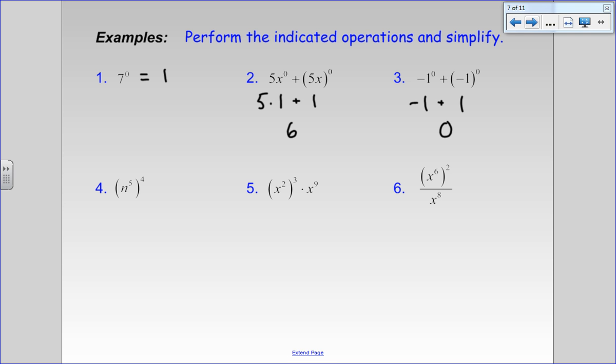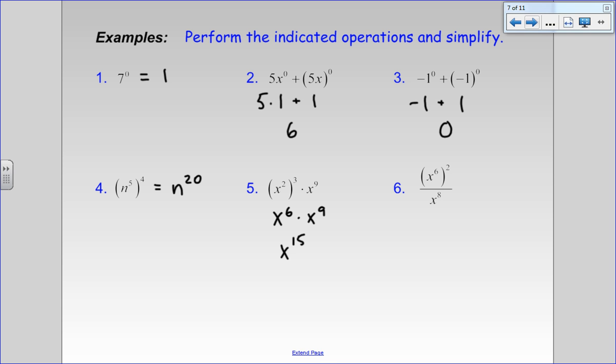Problems 4, 5, and 6 require us to use the power rule. In problem 4, we have n to the 5th to the 4th, so we multiply the exponents to obtain n to the 20th. In problem 5, note that our first expression requires us to use the power rule and multiply 2 times 3 to obtain x to the 6th. Then we are multiplying that expression by x to the 9th, so now we go back to the product rule, keep the same base, and add the exponents. Our answer is x to the 15th.